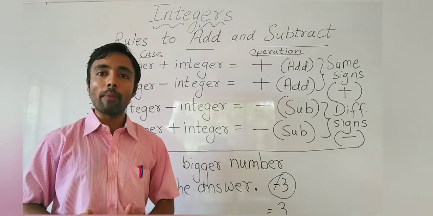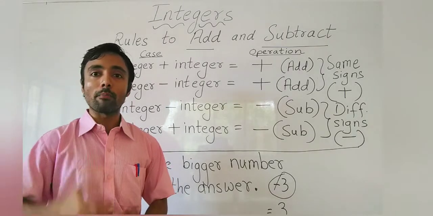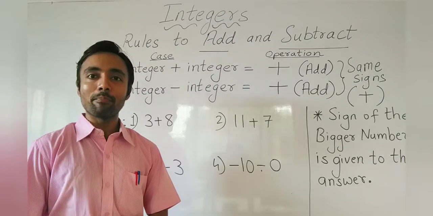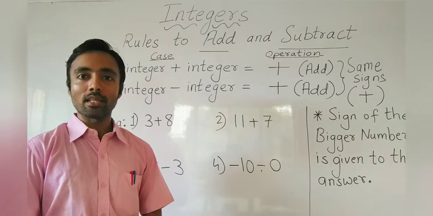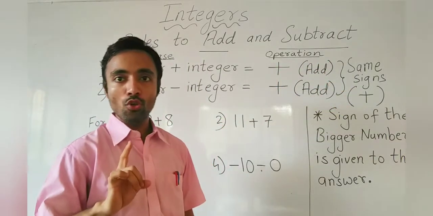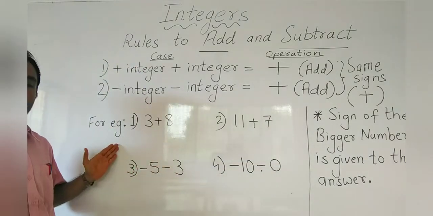Okay, you'll understand it better with the examples. I hope you've understood this. Let's move to the examples of addition and subtraction. So now, students, let's see the examples of the first two cases where we have same signs. Remember, same signs we add. So I have written 4 examples on the board for you to understand.